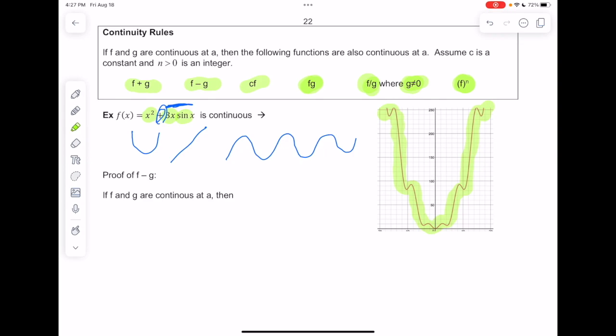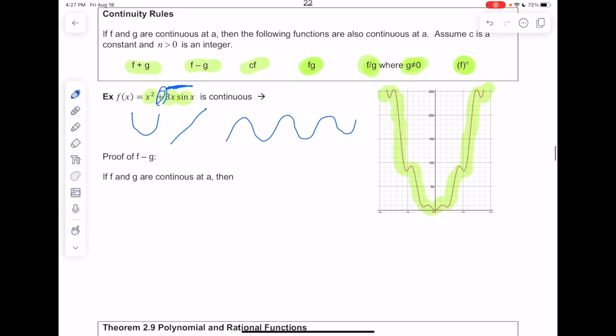How do we know all that's true? Well, you would need proofs for it. I'm going to go ahead and show you a proof of just one of the pieces, but all of them can be proven, and you can look up those on your own if you're interested. So the proof that f minus g is going to be continuous. So if f and g are continuous at a, then what does that tell us?